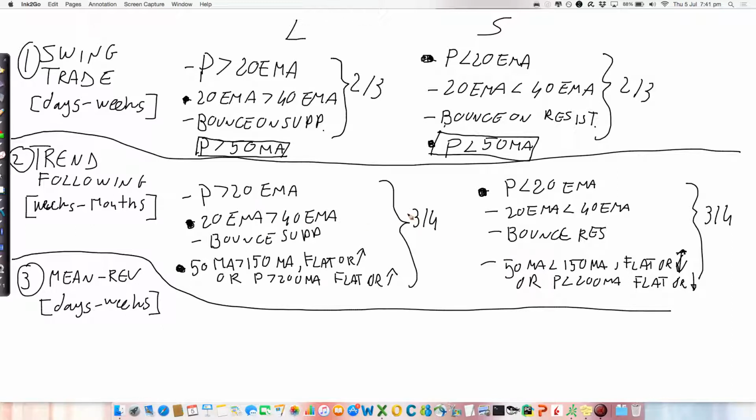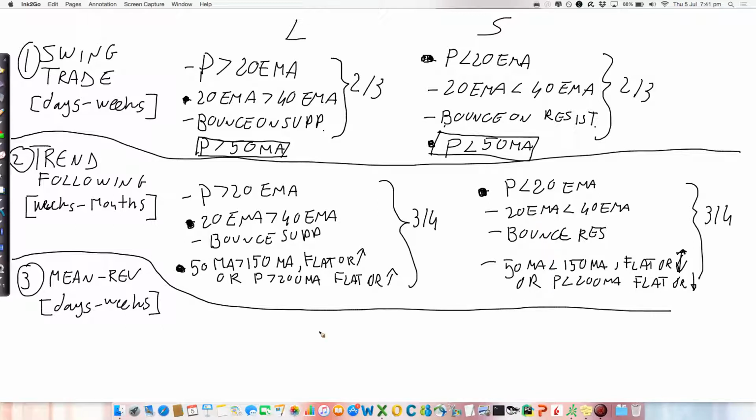No, because we have 3 out of 4. And can we go short? No, because we have 1 out of 4. So even for this strategy, as of today, we could not take any position, either long or short.